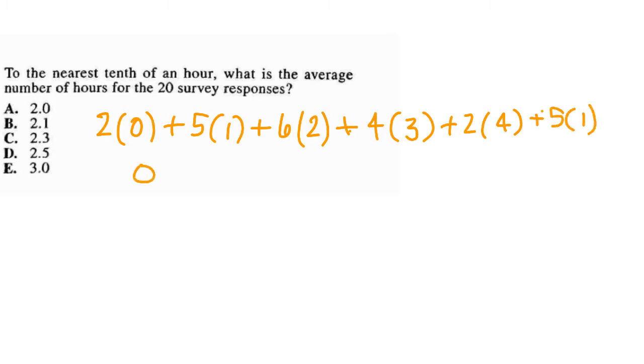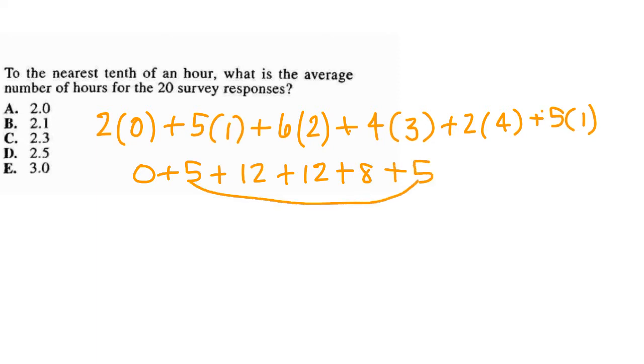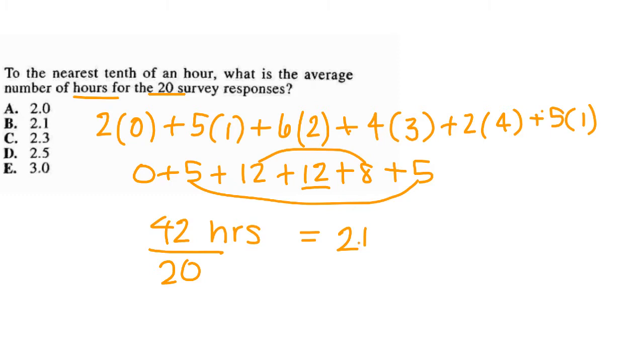So let's see, we have 0 plus 5 plus 12 plus 12 plus 8 plus 5. So we have 10 plus 20, so that's 30, plus 12 is 42. So 42 hours. And let's see, we wanted the average number of hours per 20, and they did survey 20. So that's going to give me roughly 2.1. So that's going to be answer choice B.